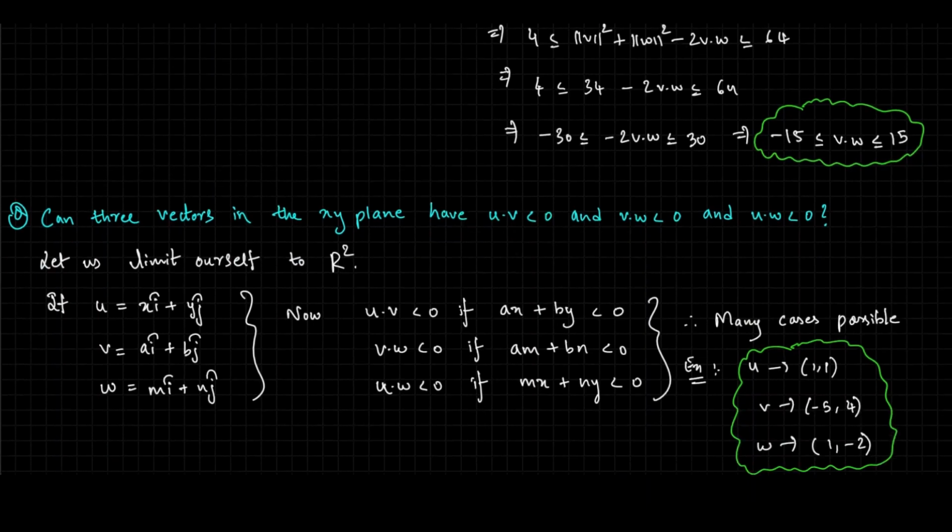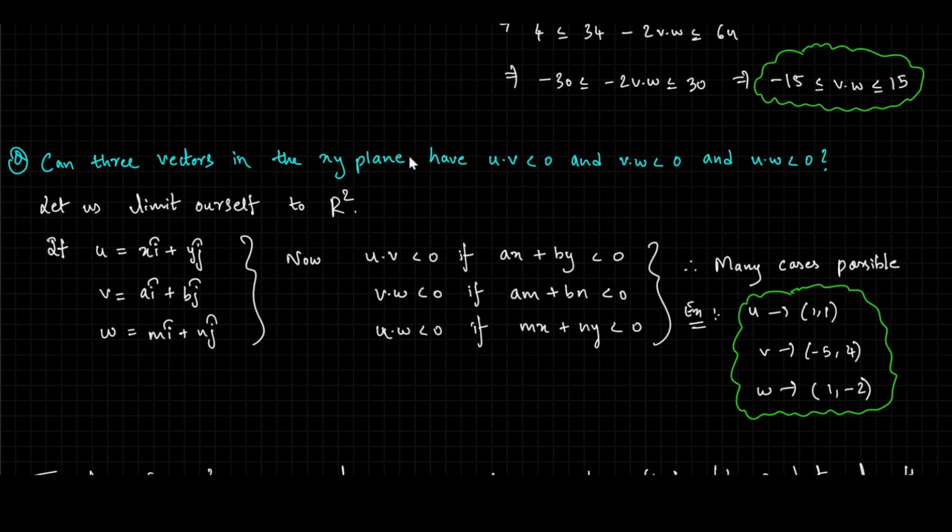So coming to the second question: can three vectors in the xy plane have dot product of u vector and v vector less than 0, v vector and w vector less than 0, and u vector and w vector less than 0? Find the dot products. So u vector, v vector, w vector, three vectors in the xy plane. Can each of their dot products be less than 0?